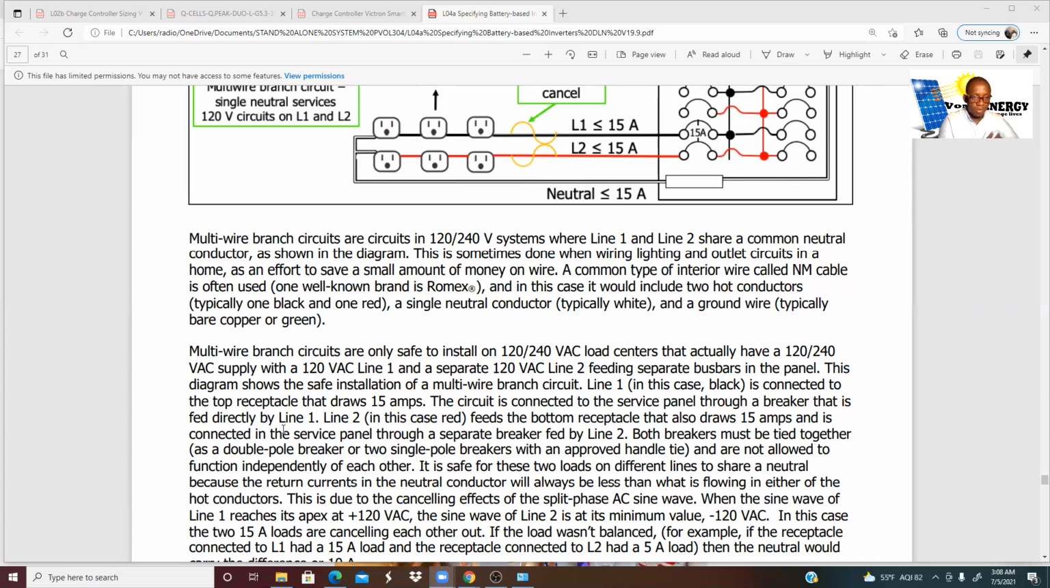Multi-wire branch circuits are only safe to install on 120/240 volt load centers that actually have a 120/240 volt AC supply, with a 120 volt line and a separate 120 volt line feeding separate bus bars in the panel. This diagram shows the safe installation of a multi-wire branch circuit.